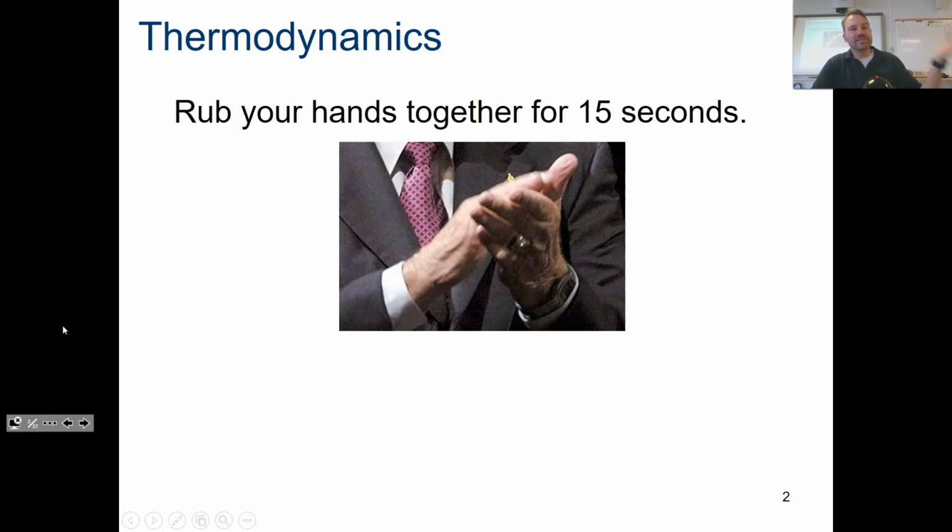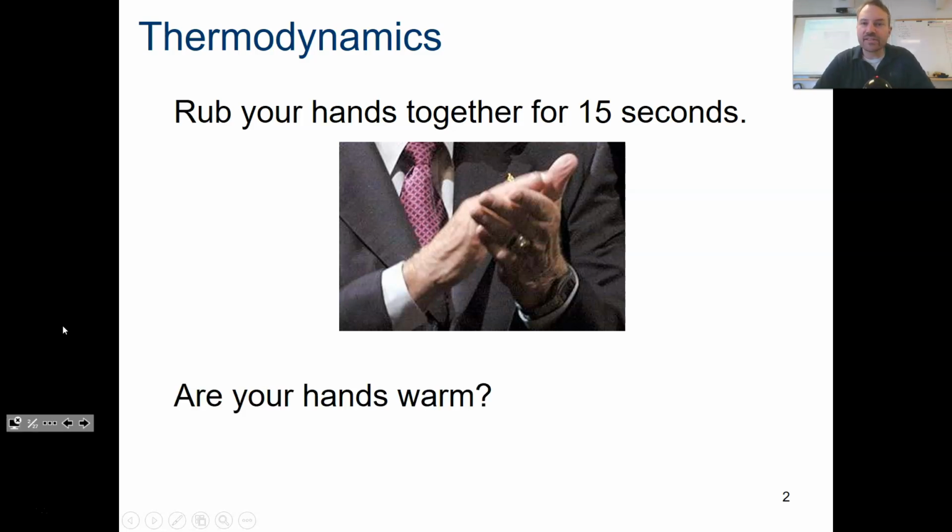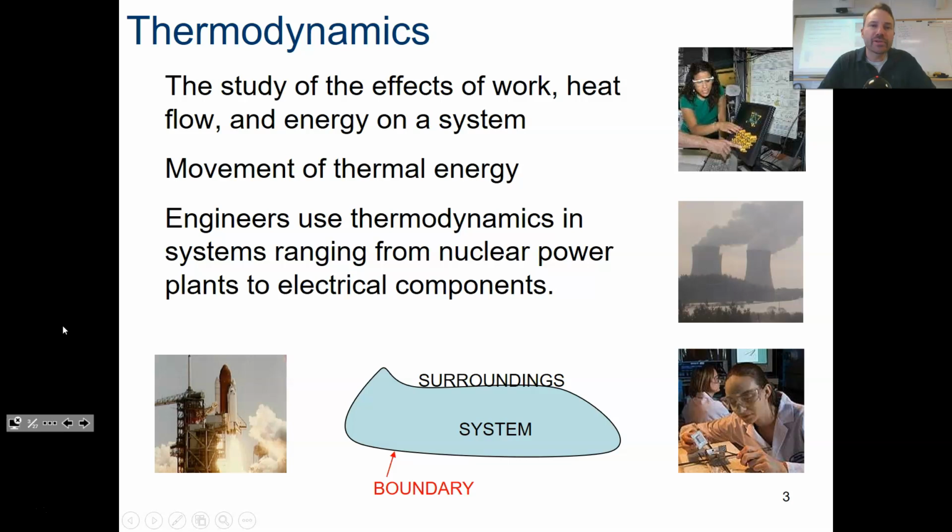Thermodynamics. They talk about having you rub your hands together for 15 seconds. That's friction, and you're generating heat, and that's what we call thermal energy. Thermodynamics is this. It's heat, that's what thermal, and then dynamic means movement. It's the study of how work, heat, and energy moves. Energy engineers use thermodynamics in systems ranging from nuclear power plants to electrical components.